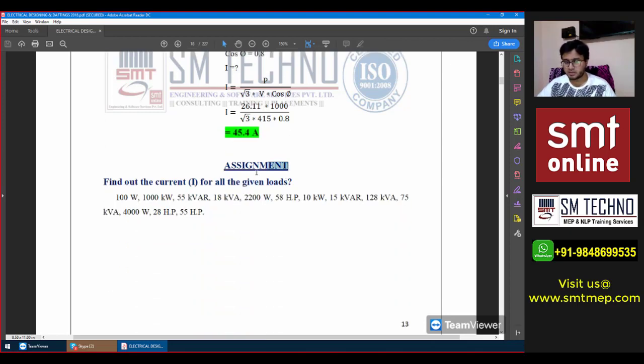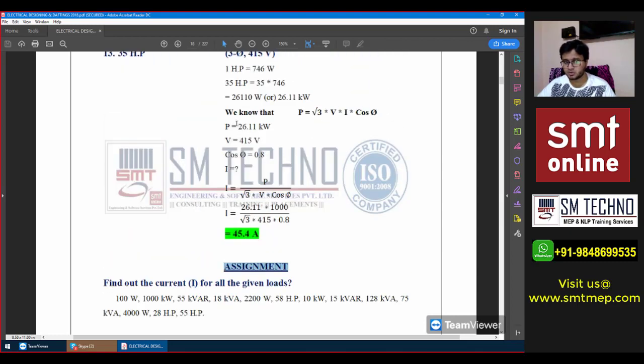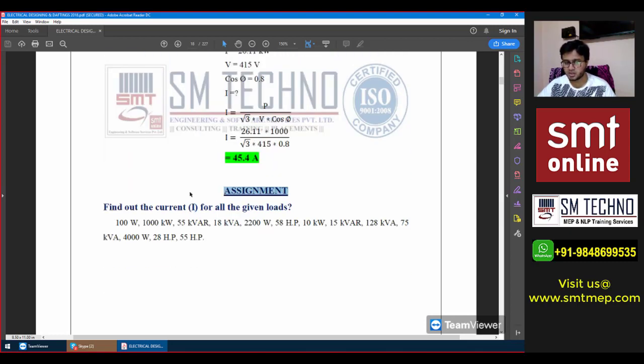After every concept I'll be giving you an assignment, so this is the assignment. First go through this in a detailed manner. After going through this, find out the current for these loads: 100 watts, 1000 kilowatts, 55 kVAr, 18 kVA, 20 to 100 watts, 58 HP, 10 kilowatts, 15 kVAr, 128 kVA, 75 kVA, 4000 watts, 28 HP, 55 HP, etc. For all these different types of load, we have to calculate how much current is required.